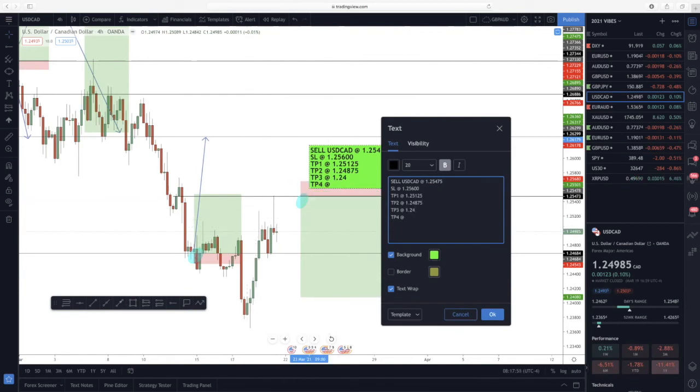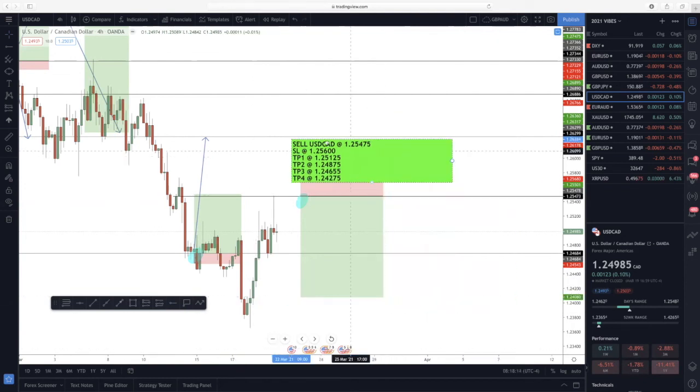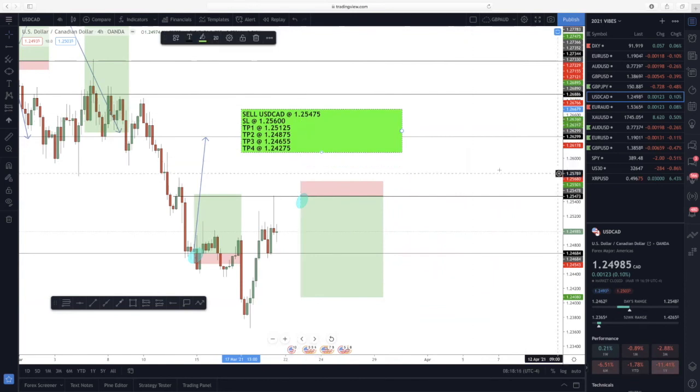124.655. We'll call this 124.375. That's all right. We'll call it 124.275. May or may not happen, right? This is what I'm looking at on the USDCAD.